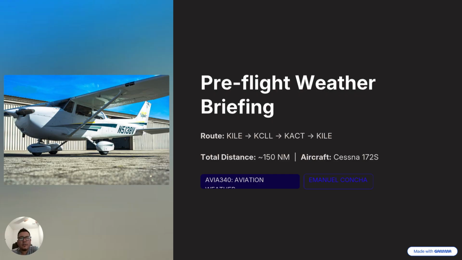This is Emmanuel Concha. I'm going to be presenting the pre-flight weather briefing that I do before each flight. This route is from Skylark Field to College Station or Easterwood Field, then to Waco, and finally from Waco back to Skylark Field. It's a little over 150 nautical miles, and the airplane that I'm flying is a Cessna 172.